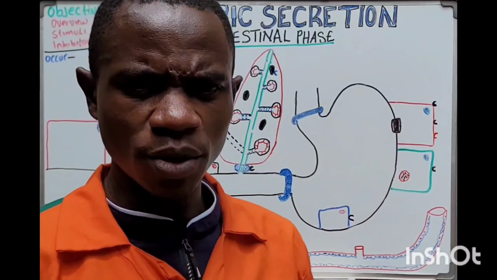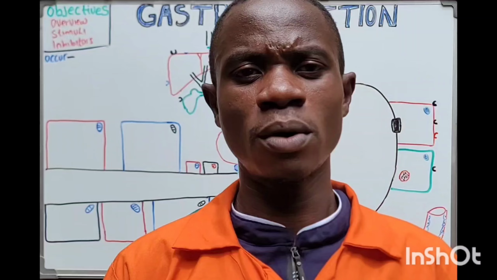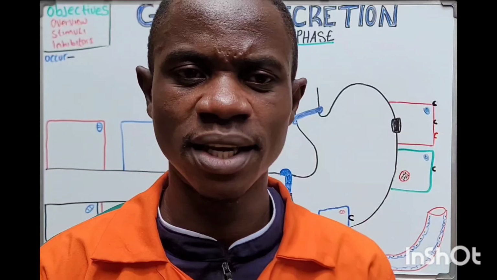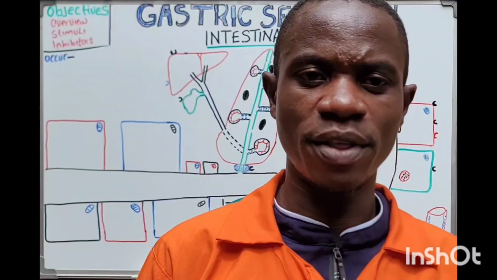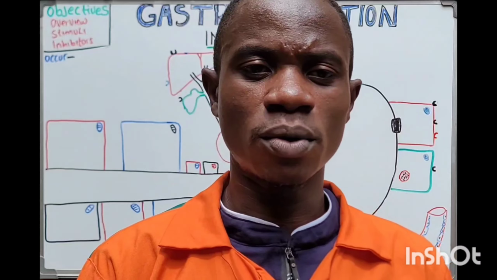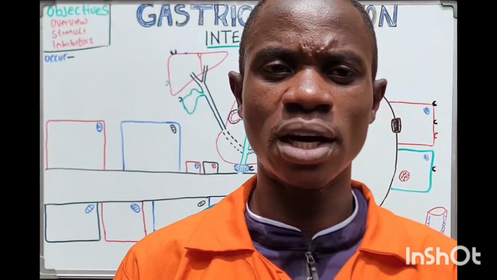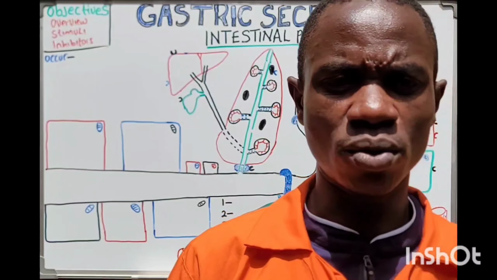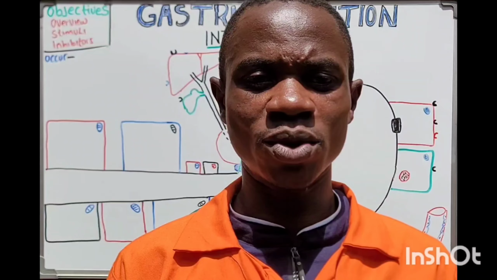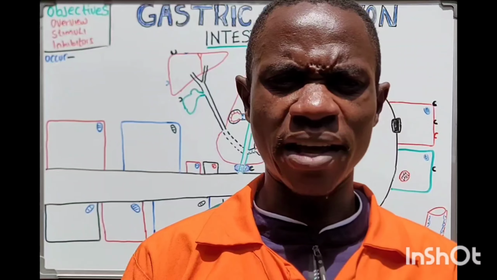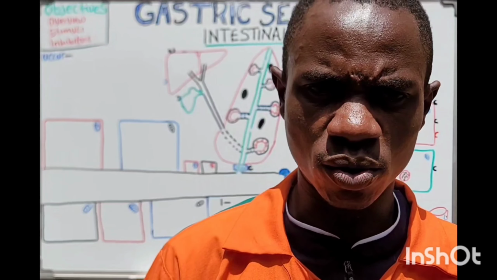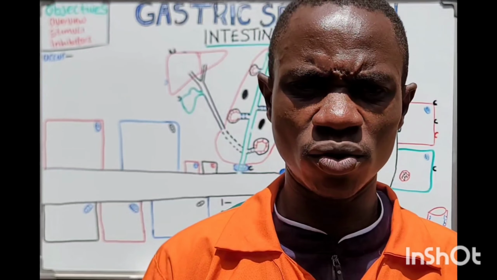In the previous videos, we have been looking at what we call the gastric secretion phases, where we look at the cephalic phase, accounting for the 1/3 of the gastric juice. We look at the gastric phase, which was accounting for the 2/3 of the gastric juice. And now we are looking at the intestinal phase of gastric secretion, which is going to be accounting for a very small percentage of the gastric juice. It doesn't account for a significant amount of the gastric juice.